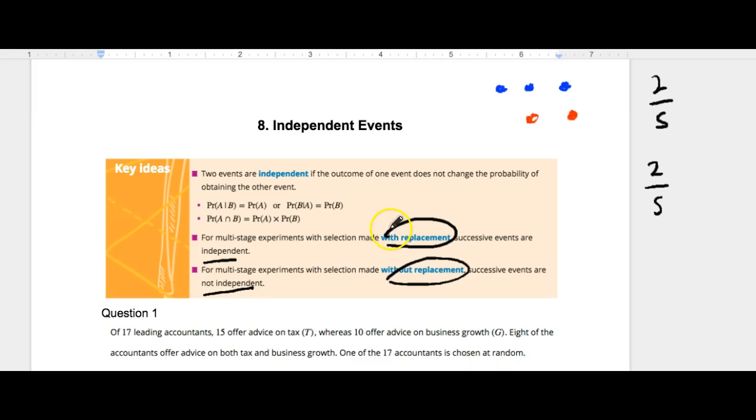Another example is if we were to flip a coin. Every time we flip that coin, the probability of getting a heads is 0.5. It doesn't matter if we had tossed 100 tails before it, the probability of getting a heads is still the same. So they're independent of each other.